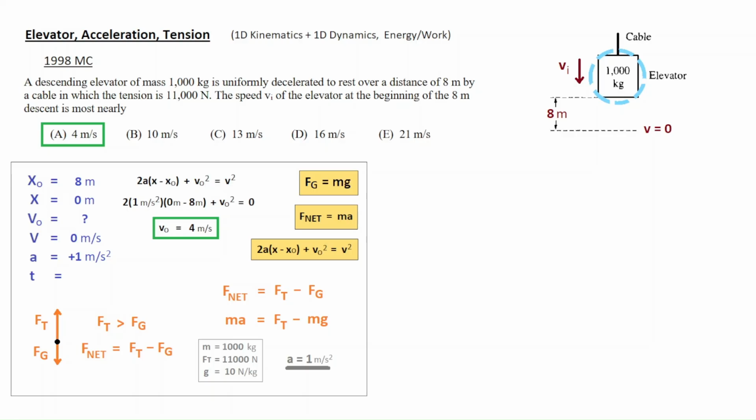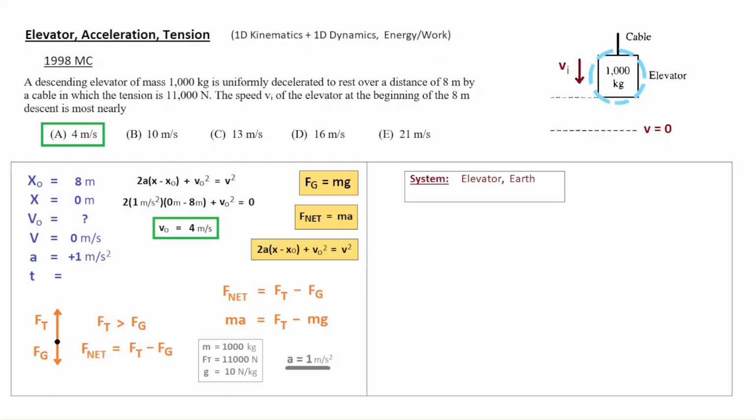So I will show you a second way to go from the energy and work unit. To begin, we need to establish our energy system. I will choose the elevator, which is our object, and Earth. We also need to define our moments. Moment A will be the 8-meter height point, and moment B will be the 0-meter height point, or what is our reference point. From there, let's track which energy forms are present at each moment.